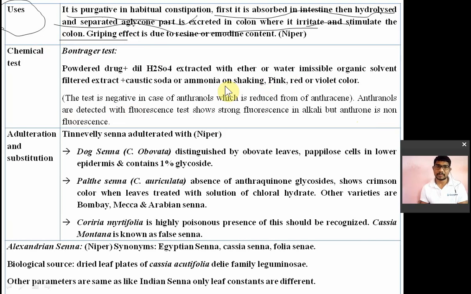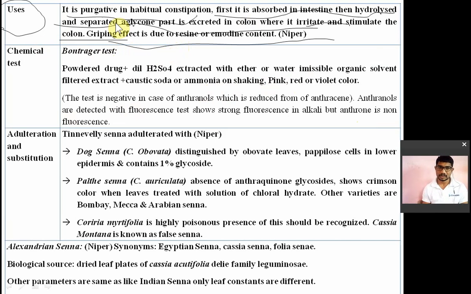Now the griping effect is due to the resin in this Senna. Griping effect means you get more purgation, a stronger purgative effect, and you will have to sit in the bathroom all the time. So griping effect means that stoppage of that.